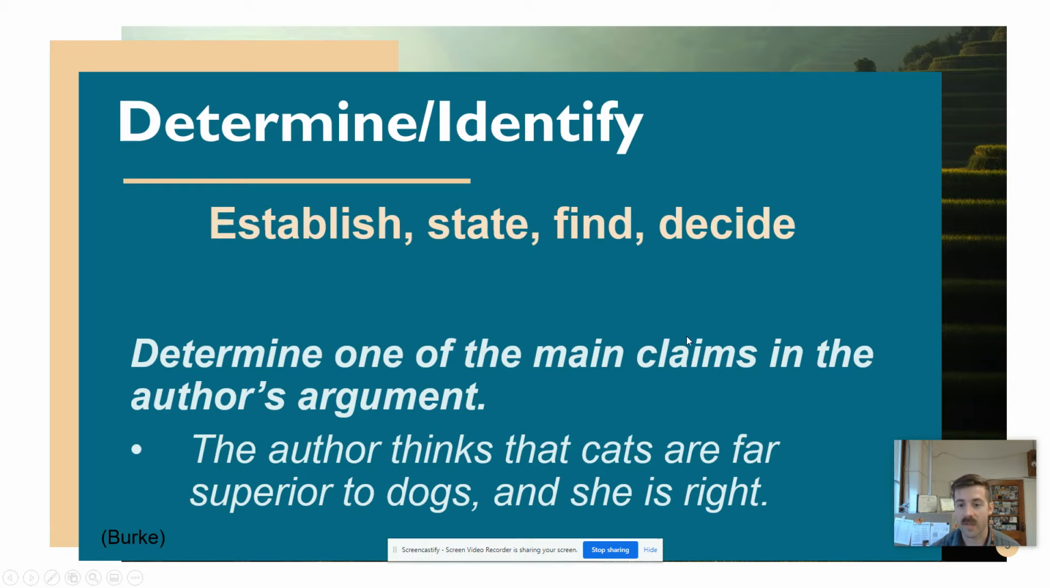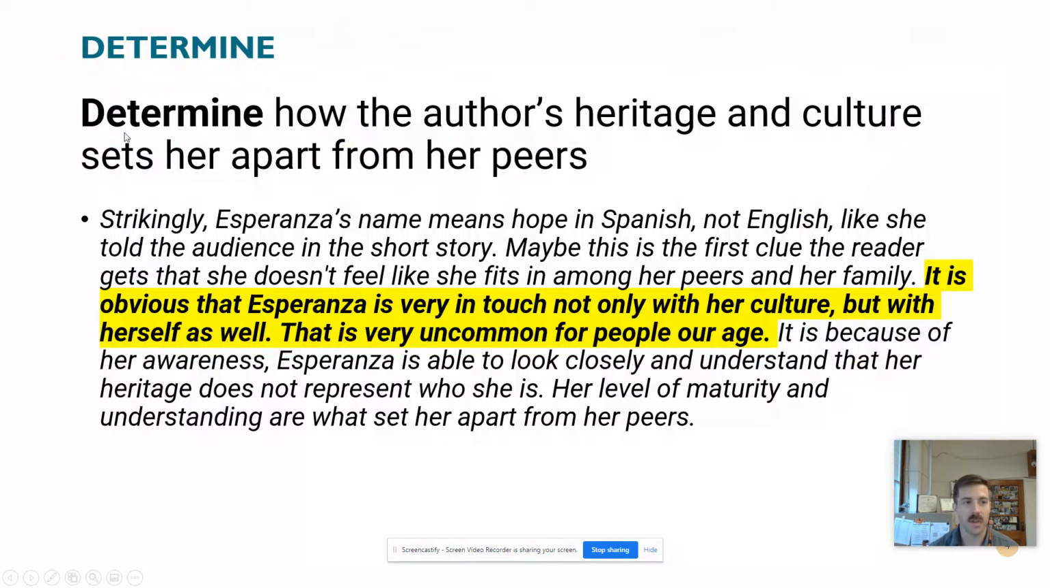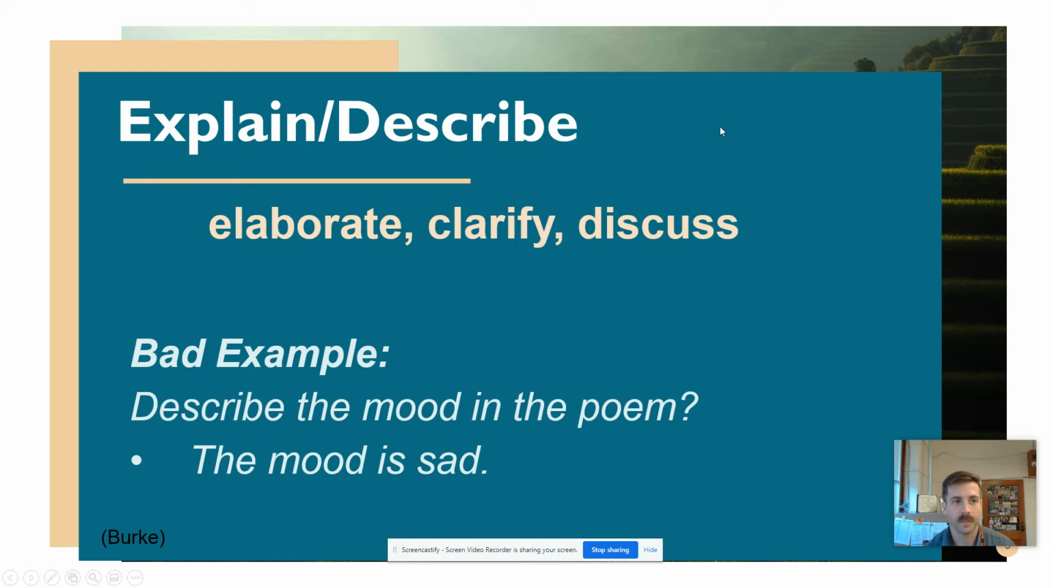So you could determine one of the main claims in the author's arguments. So just figure that out, establish, decide, find what this author is doing here. Here's another example where you're determining how the author's heritage and culture sets her apart from her peers. You're not really analyzing it. You're not breaking it down. You're just saying, here it is. I've found, or I've established, or I've made a decision of here's how this affects this, or sets her apart.